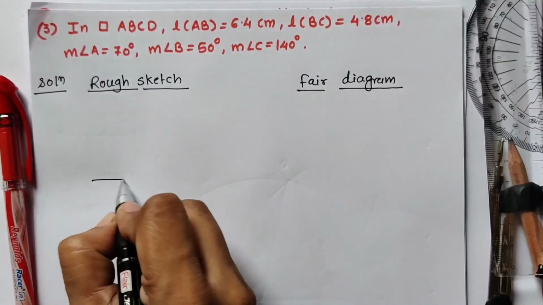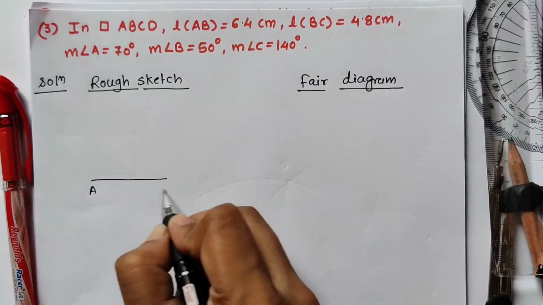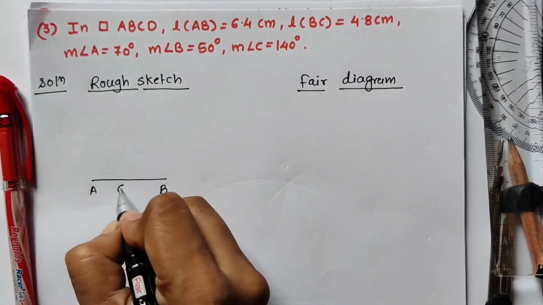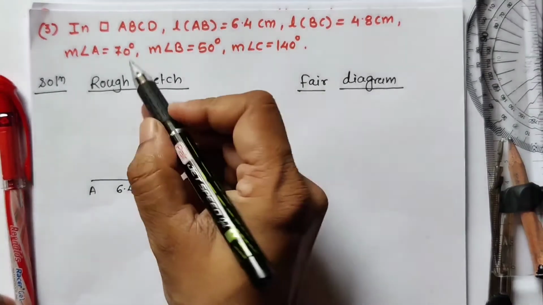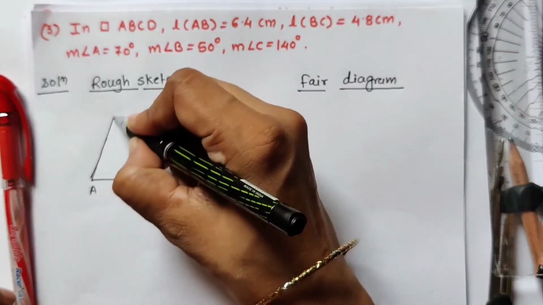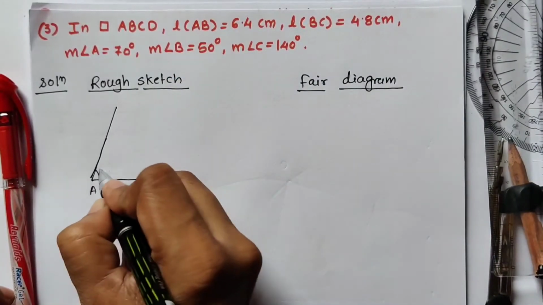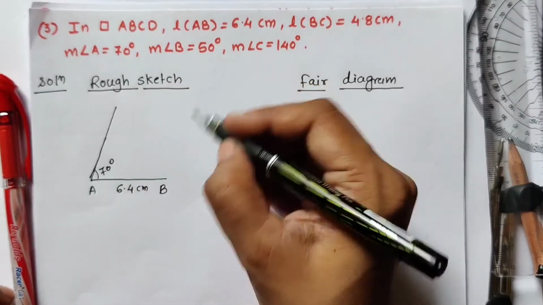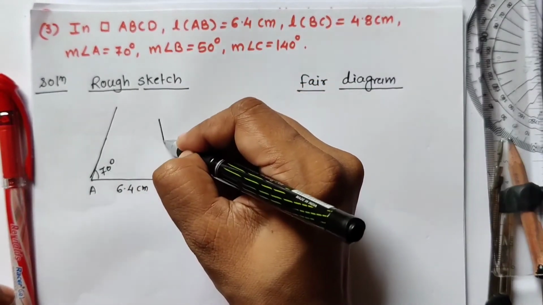AB, we are going to draw base side AB, which is 6.4 centimeter. Then A is 70, so that means it is an acute angle, less than 90. So this is 70 degree. B is 50, so it is also an acute angle.